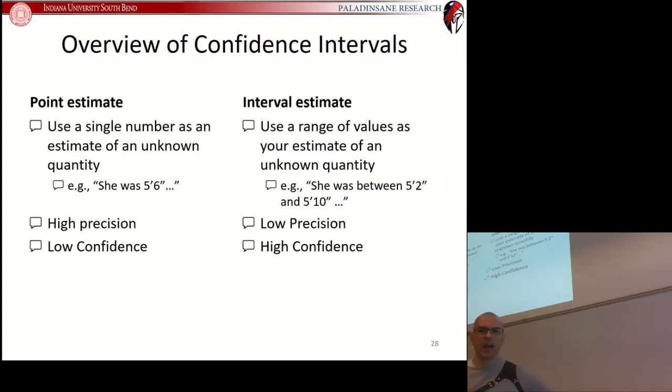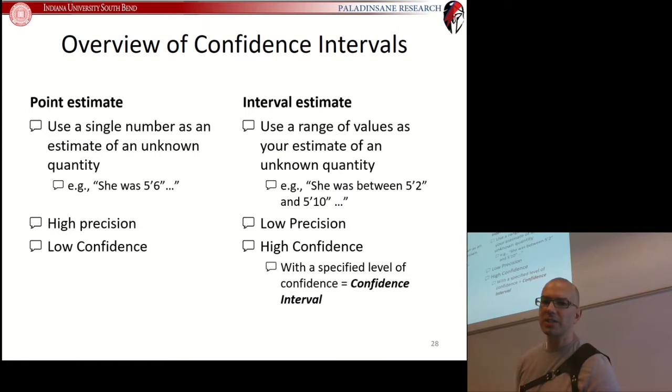Now what we're going to see today is that you can actually specify a level of confidence using inferential statistics, and this is tied to your interval estimate. So if your friend says, are you really sure she's between 5'2" and 5'10"? You can say yes, I have that level of confidence. But if they keep pressing, at that point you might say, no, I am not really sure.